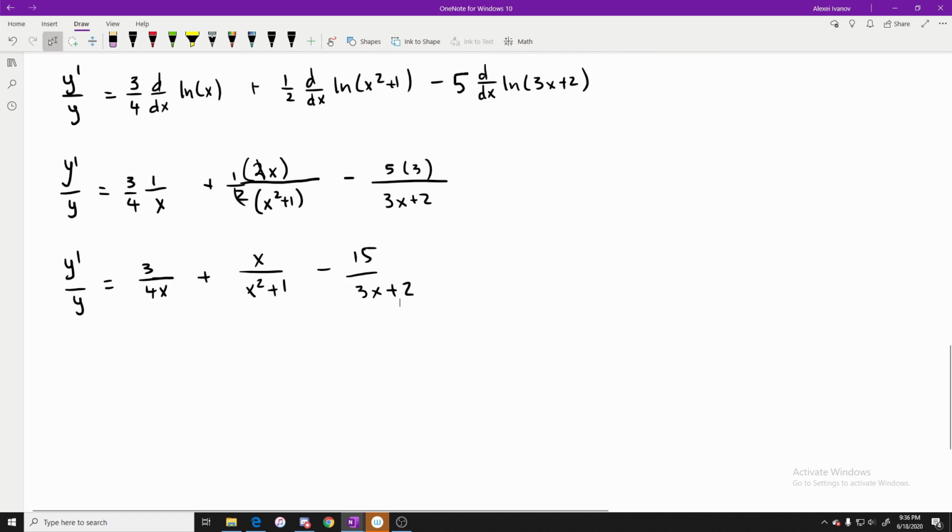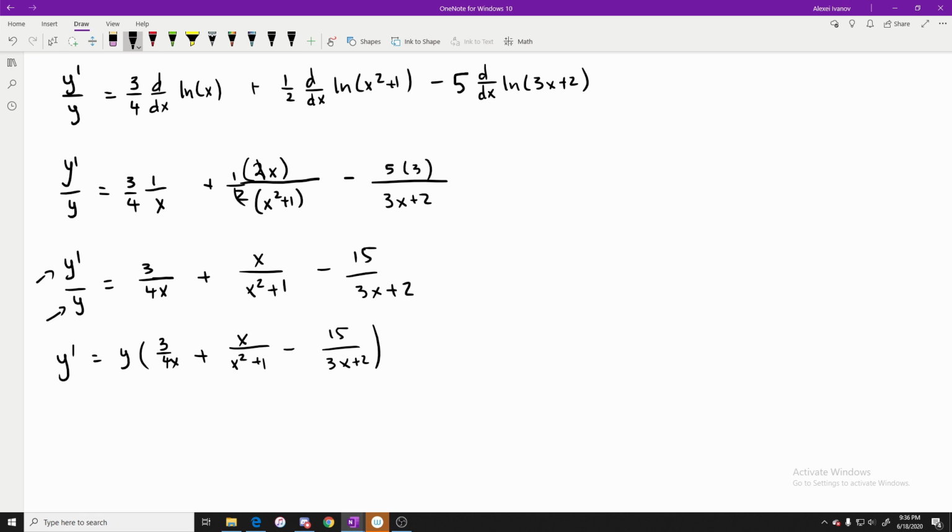And now that we have simplified everything, I'm not going to merge these into one fraction. Instead, what I'm going to do is just solve for y prime, because that's what we're interested in. So for y prime, we're just going to cross multiply this y upwards to the other side. So there we go. And now we have officially found the derivative of this very complicated function in a very smooth manner, and we didn't have to do all of these chain rules and product rules and quotient rules.